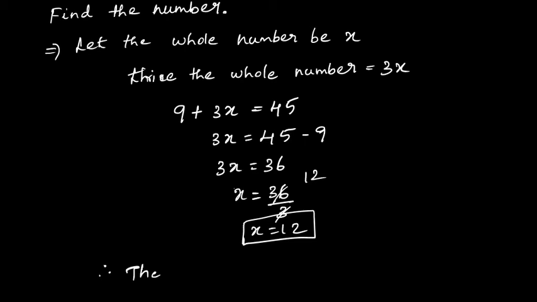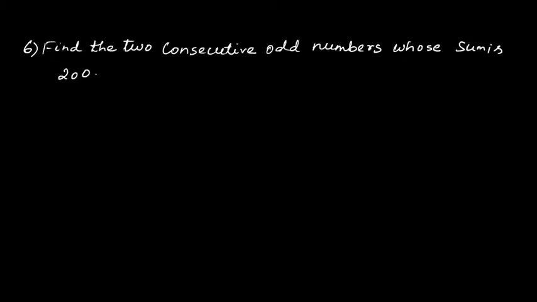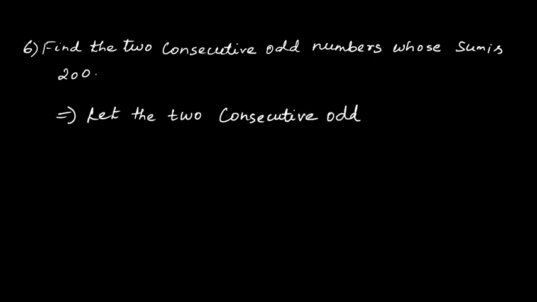Therefore, the required number is 12. Sixth question, find the two consecutive odd numbers whose sum is 200. So first let us assume the two consecutive numbers to be x and x plus 2. So let the two consecutive odd numbers be x and x plus 2.